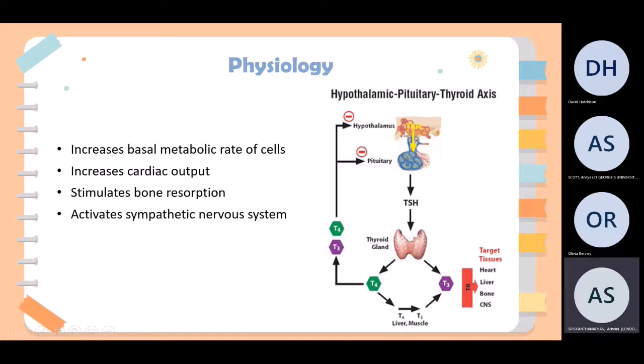Your hypothalamus releases thyrotropin-releasing hormone, which stimulates the anterior pituitary to release thyroid stimulating hormone, which then stimulates your thyroid gland to release the thyroid hormones. These go and act on your target tissues, so the heart, liver, bone, and your nervous system. Then this also feeds back to the hypothalamus and the pituitary. If there's enough in the bloodstream, it will suppress the production of your TSH and your TRH as well, so you don't produce too much thyroid hormone.